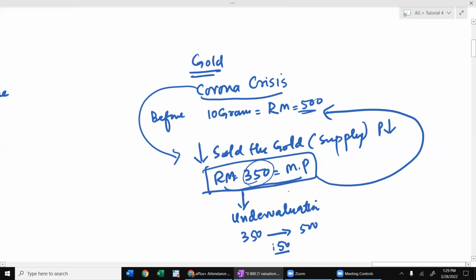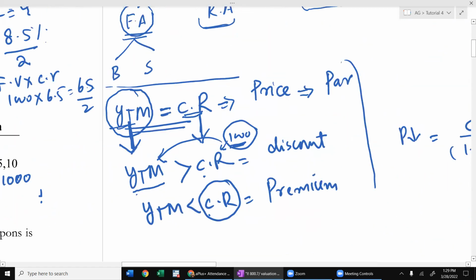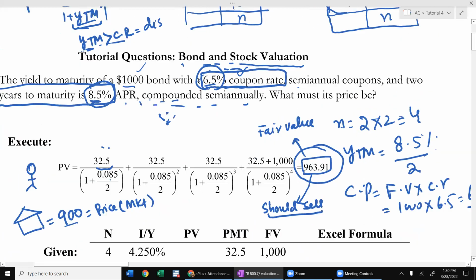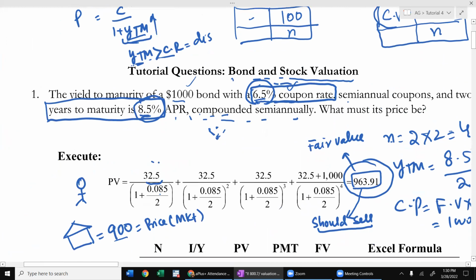So you buy the undervalued thing because you know that the actual value is 500, and you invest in those securities that are undervalued, because you hope when the price will increase, you will make profit. Okay, so this is a situation here in this bond as well, because if you see, 8.5% is the market interest rate, 6.5% is the coupon rate. So the price is 963.91. So this is the fair value.